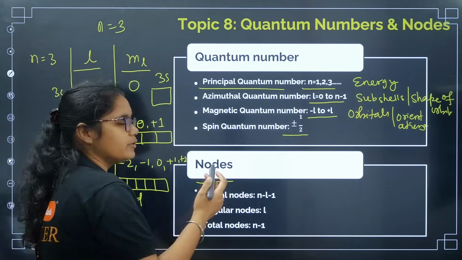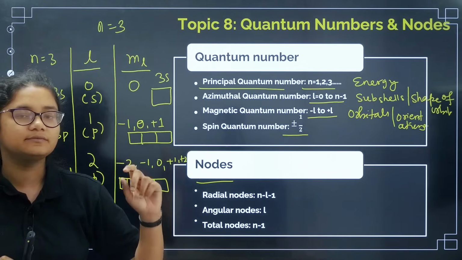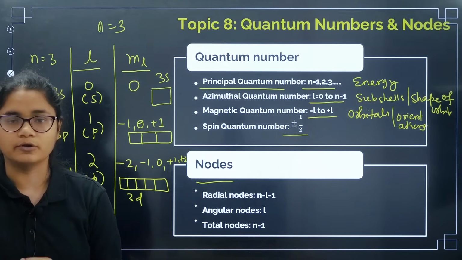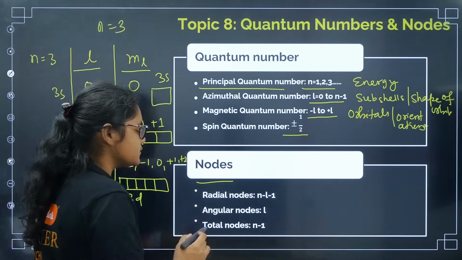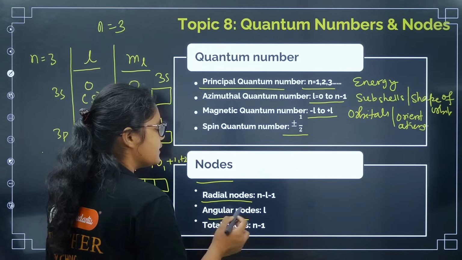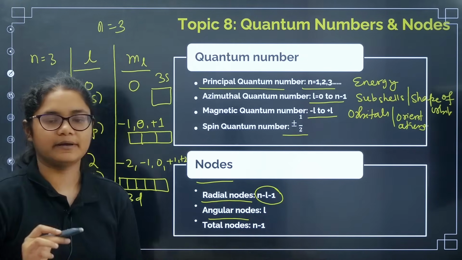Next is node. What is node? Node is the position or the place where the probability of finding of electrons is 0. There are 2 types of node, radial nodes and angular nodes. Radial nodes formula is n minus l minus 1.